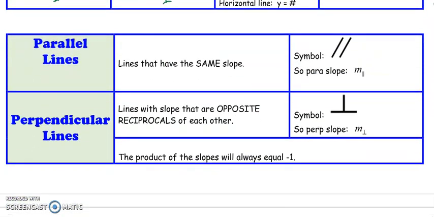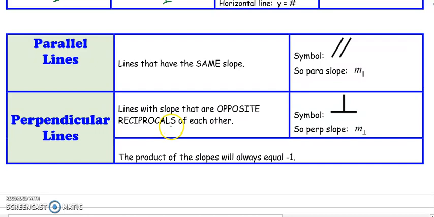Parallel lines, they have the same slope. This is what the symbol looks like. This is probably how you'll see it on your worksheet if I talk about parallel slope. Perpendicular have opposite reciprocals. So remember, an opposite is you flip the sign. So if it's positive, it becomes negative. If it's negative, it becomes positive. A reciprocal means you flip the fraction.